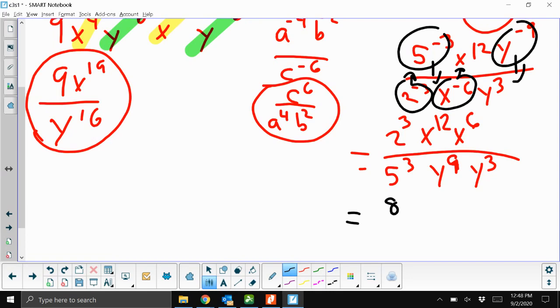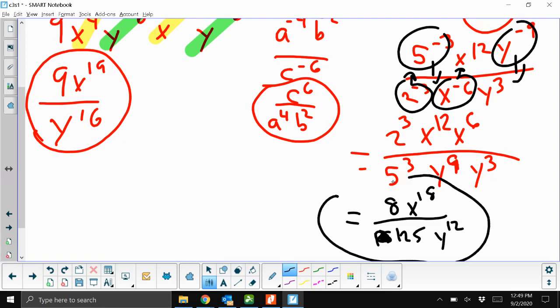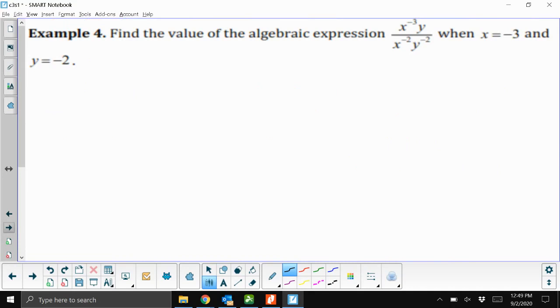So we've got to add the x's there, right? So it's 12 plus 6 is 18. So down here, 5 to the 3rd, that's 125. And then 9 and 3 adds up to be 12, so you'd have y to the 12th. So we'd have 8 times x to the 18th all over 125 times y to the 12th. Super easy, right?